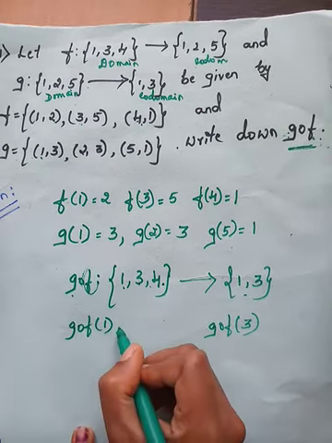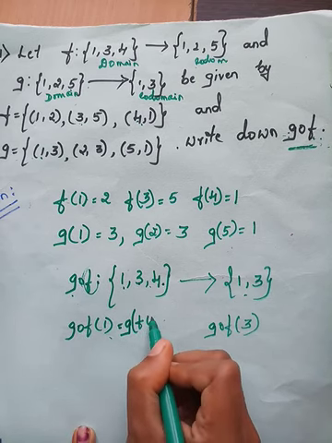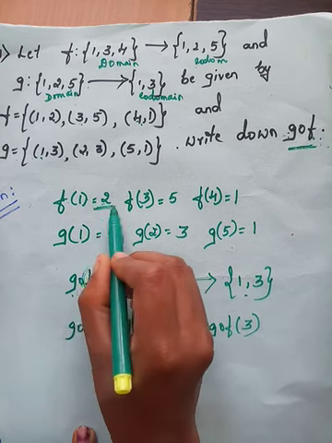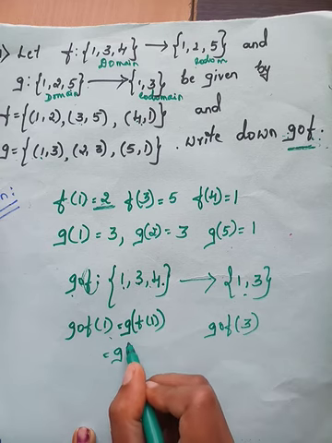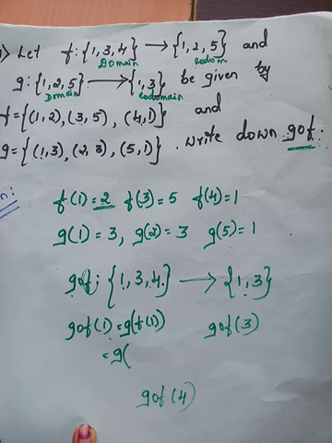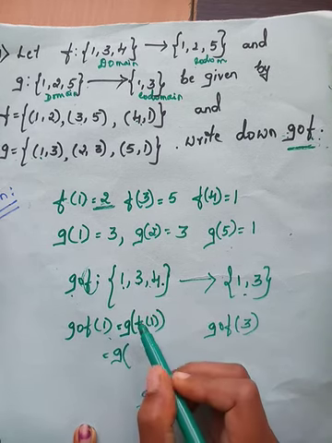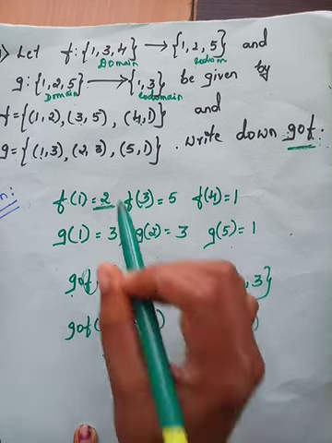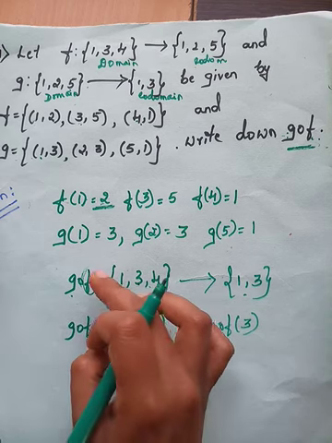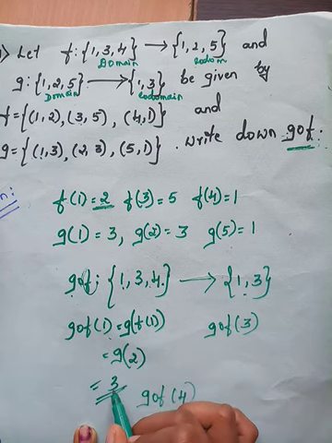Okay, so how to write G composition f of 1? It is G of f of 1, correct? But what is f of 1? We know that f of 1 has a value. Here we have to apply the BODMAS rule. What does that say? First always solve the bracket. Inside the bracket it is f of 1, and f of 1 is 2. So now you can solve this. What is G of 2? G of 2 is 3. So G composition f of 1 is 3.